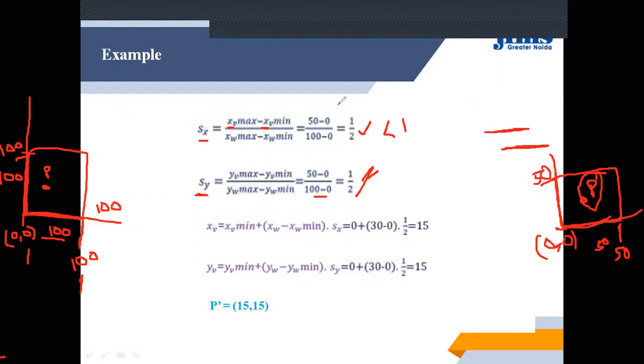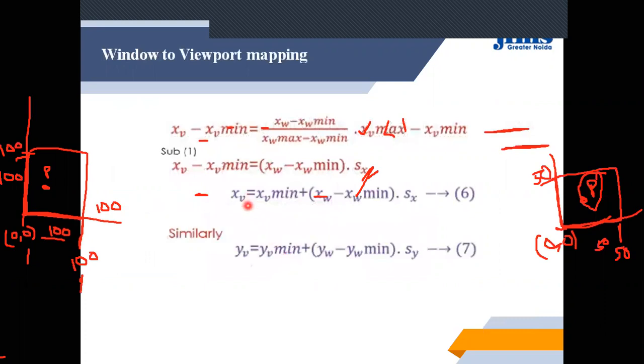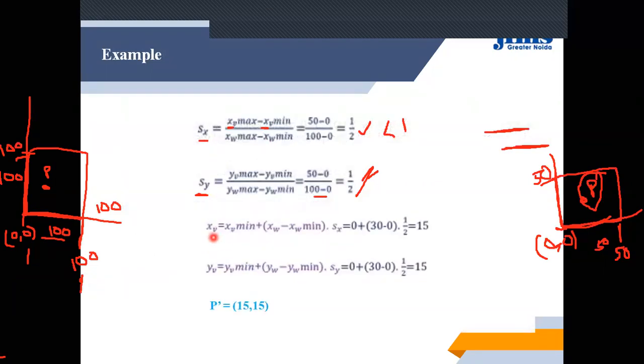So when we have to find out the values of XV and YV, from here we can find out XV equals XV min, XV min means value of this, plus XW minus XW min dot SX, means multiplied by scaling factor. So this is XV equals XV min. This is our XV min, in this case 0, plus XW.